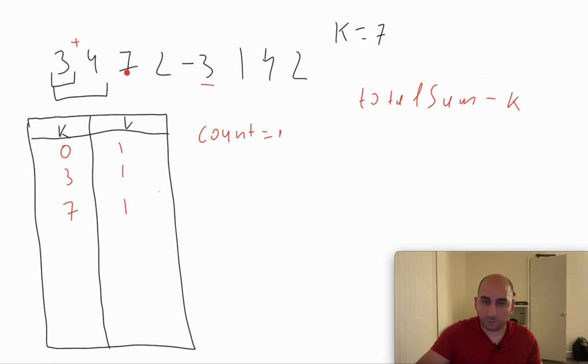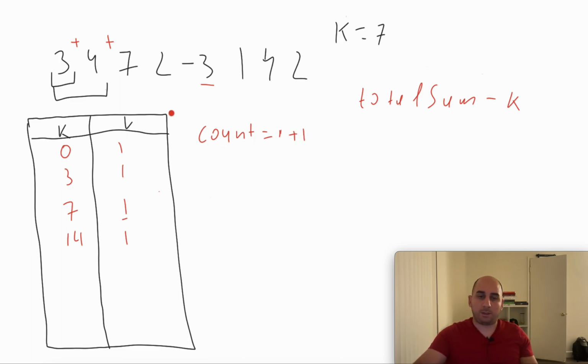The next one is cumulative sum equal to 14. 14 does not exist in our hash map. We are adding 14 and it's repeated once. And 14 minus 7 is equal to 7. 7 exists and the count is 1, so we are adding plus 1. Now it equals 2.